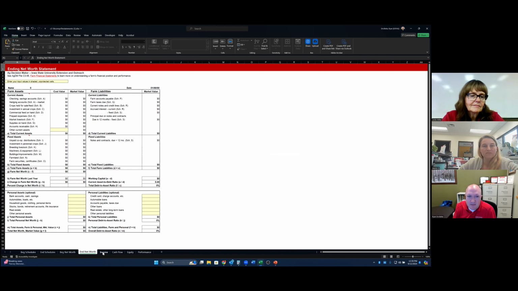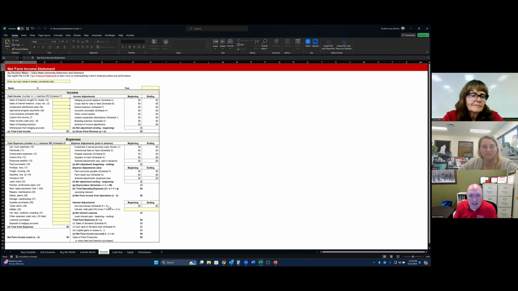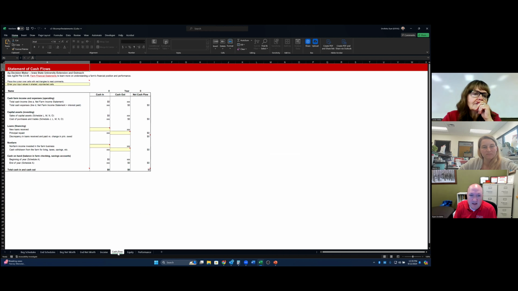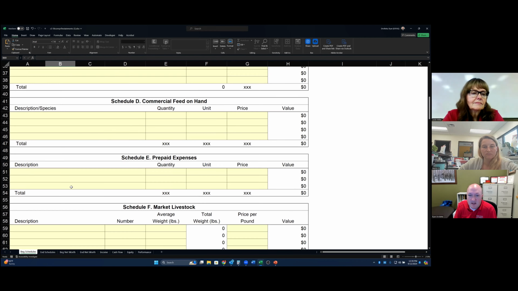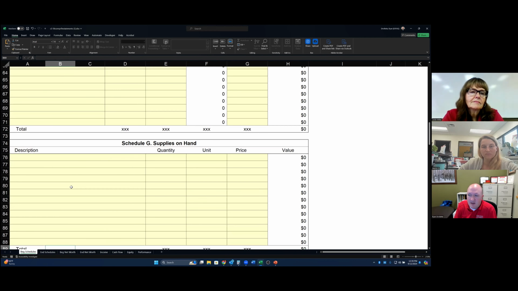Okay. And also then looking at income, expenses. Everywhere there's a yellow box on these spreadsheets is where I'm going to be plugging in numbers. So looking at the income, the cash flow, how did that cash flow happen throughout the year, what the equity is, and then farm net worth beginning of the year, change in market value of the capital assets, and going through each one of those, because on my beginning schedules, I've got market livestock, supplies on hand.